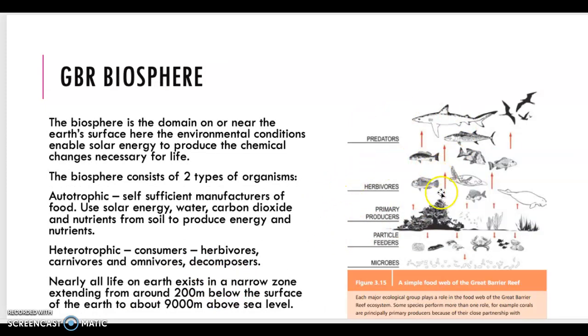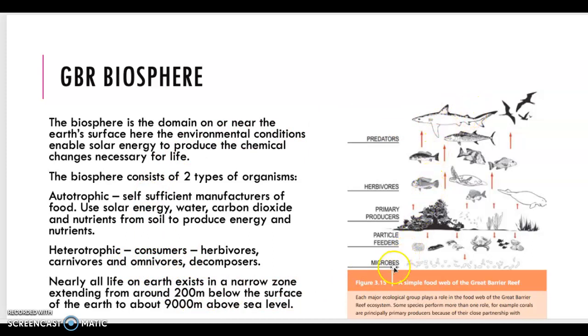The biosphere is all about animals and plants that exist in an ecosystem. We consider animals and plants to be one of two types of organisms, autotrophic or heterotrophic. Autotrophic organisms are self-sufficient. They use solar, water, and wind energy to produce energy and nutrients. They tend to be plants. Heterotrophic are organisms that require another organism to survive. So there are carnivores, our decomposers, our omnivores, and within the biosphere, we have our food chains and our food webs begin to exist.